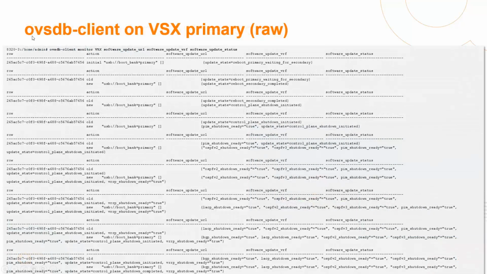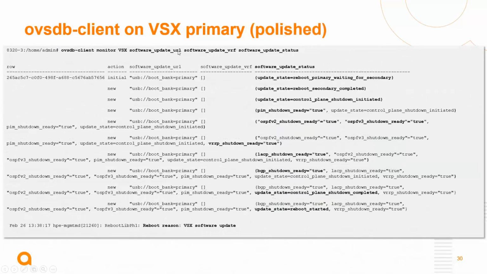Diving a little bit more into the OVSDB monitoring. This is a raw command extract that is on the primary. In order to make it a bit more visible, I extracted the software update status, and after polishing it a bit, you will get this information. Here you see that the reboot has started, the primary is waiting for the secondary, and the reboot has completed. So this is all about the primary status that you see here.